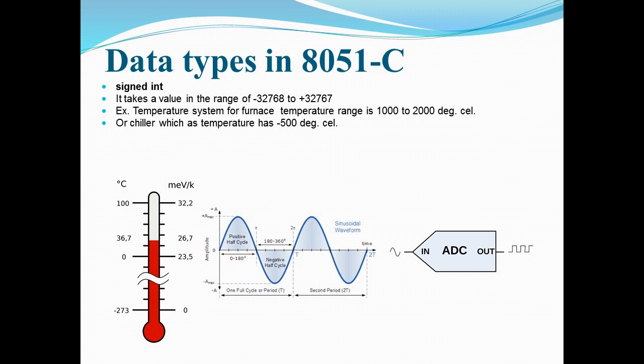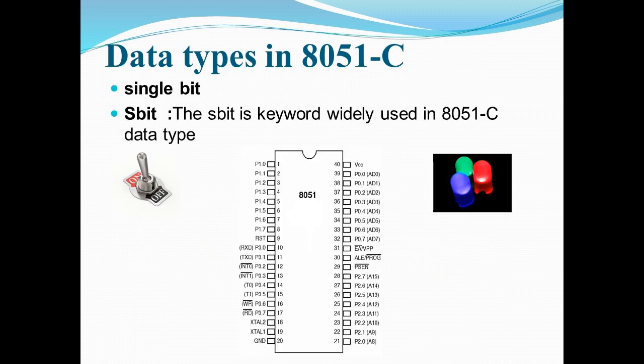In such cases, we have to go with the integer data type only. Similar is the case of an analog waveform which has positive as well as negative values which range beyond 255. In such cases, we have to go with the integer data type. The next data type is called the single bit data type. Its keyword is sbit. This data type can store a single bit of information, like whether the switch is on or off, or whether the LED is on or off. This data type is always used when you are interfacing any hardware with the external port pins only.